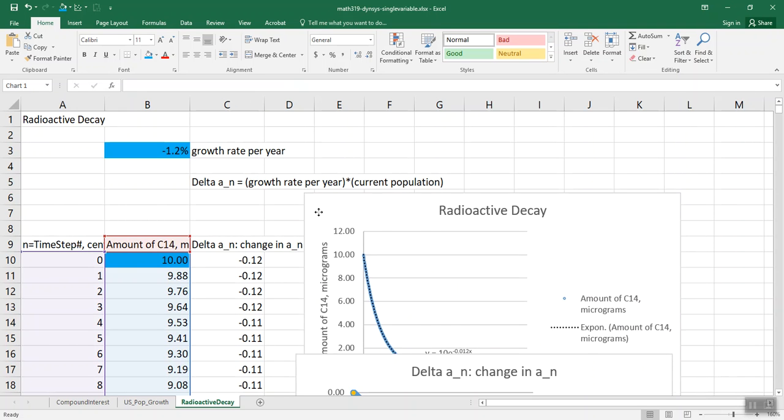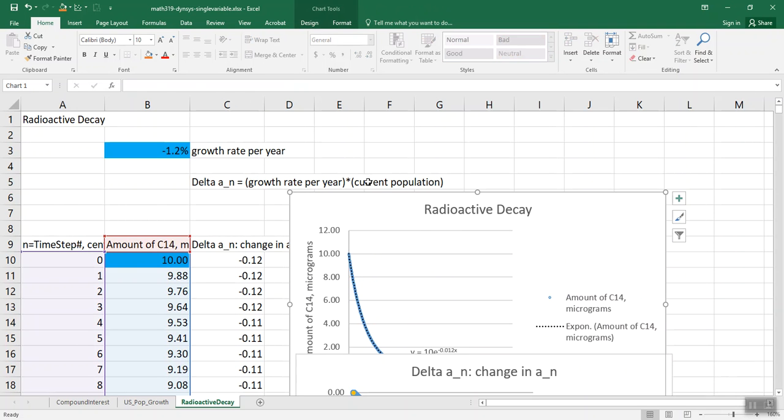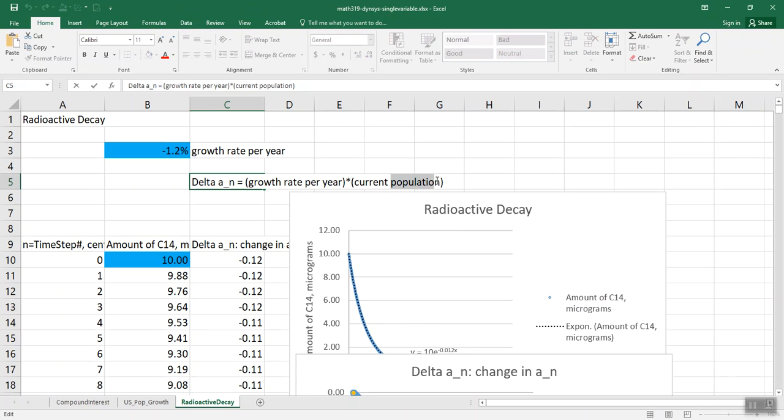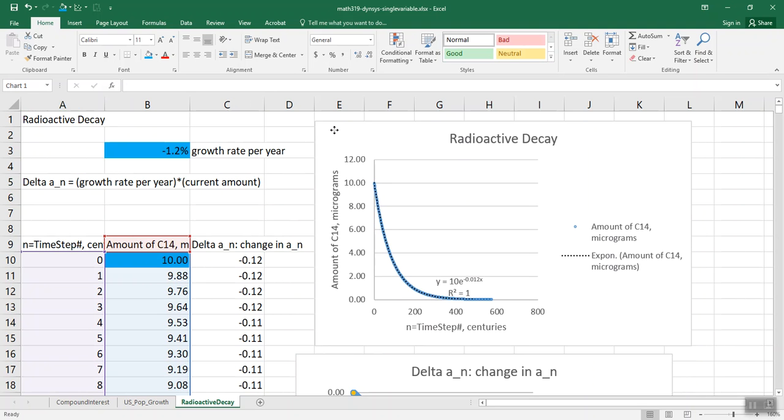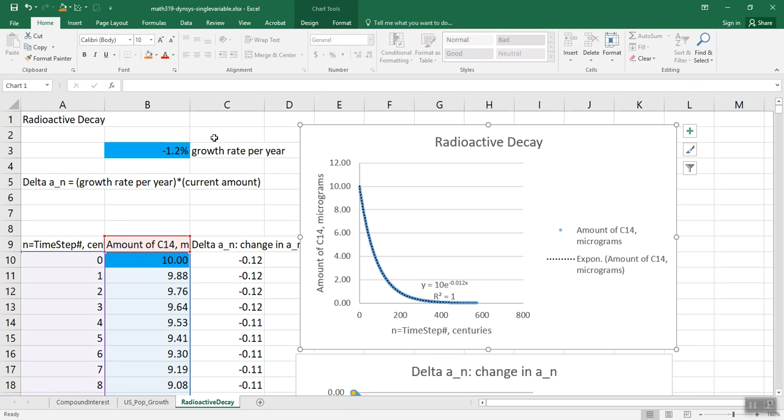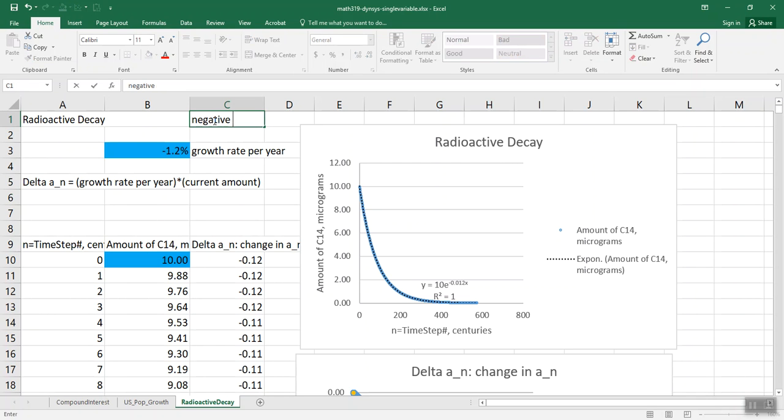So we still have the same formula, growth rate per year times current amount. And we'll just say that negative growth rate means it's decaying. So let's look at our graph. It seems like, oh, r squared equals 1 again. Once again, we are excellent data analysts. So that's your classic radioactive decay model.